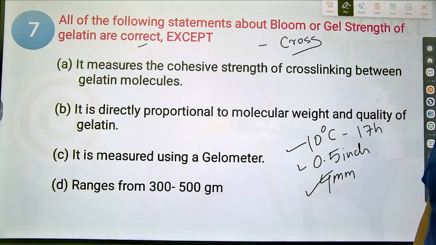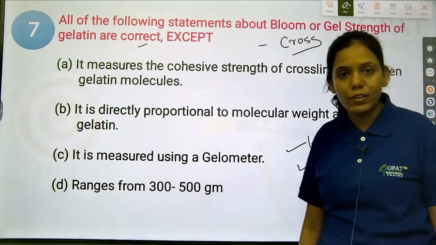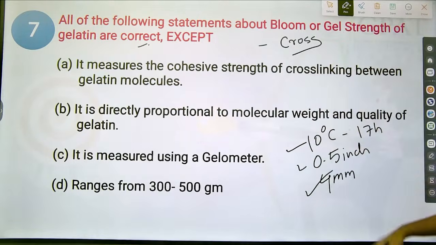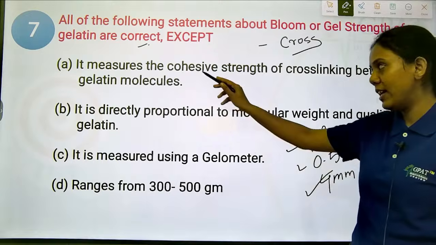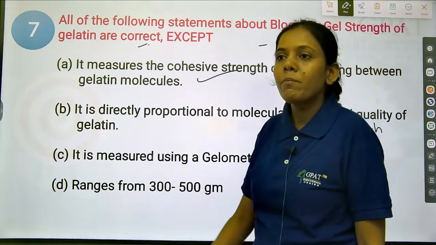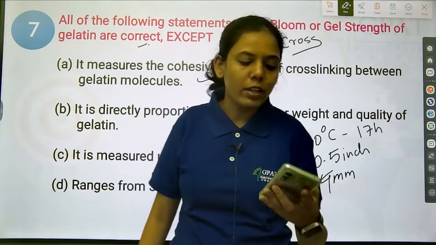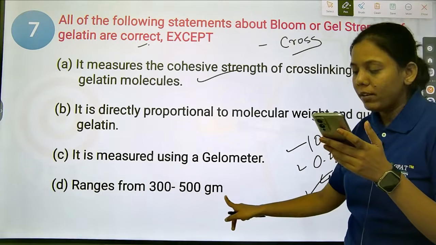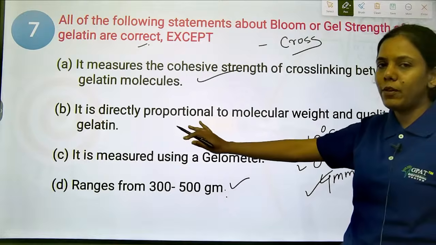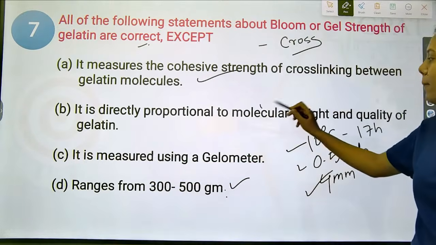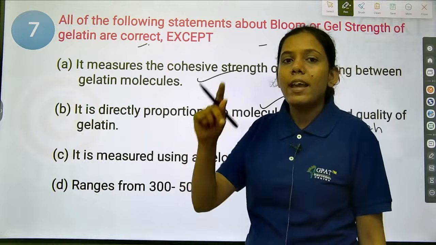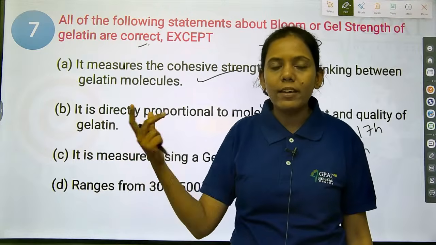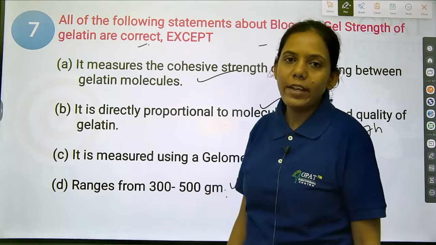So see now what are the options. We have to identify which is the incorrect option because all of them are correct except one. Option A is it measures the cohesive strength of cross-linking between gelatin molecules. Yes, it is about the cross-linking, whereas viscosity tells you about the molecular chain length. Okay. Very good. I think everybody has told me about D. Let me see what are options B and C. It is directly proportional to molecular weight. Yes, because if molecular weight is higher, gelatin molecules are more, there will be more cross-linking, right?